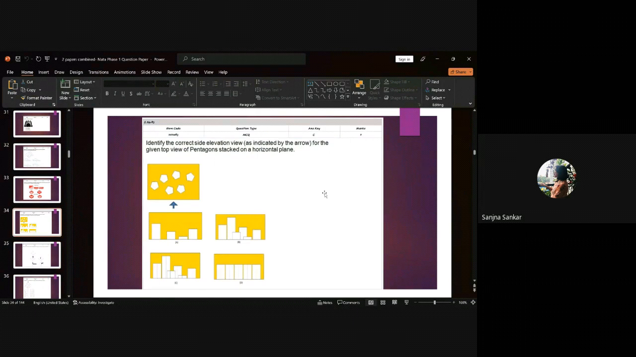At the question, identify the correct side elevation view as indicated by the arrow for the given top view of pentagons stacked on a horizontal plane. So, here is the arrow mark. We are supposed to choose the correct side elevation view from this arrow direction. We can tell that it is option C because these are pentagons. So, the correct option is C.